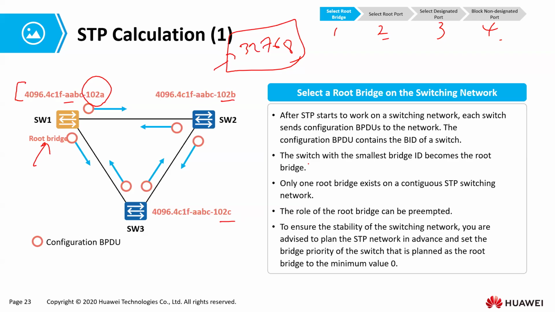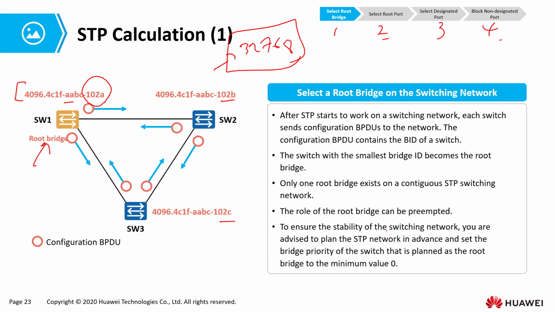Step number 1, done. Once you identify the root bridge, we go to the next step. A little bit on the text here: the switch with the smallest BID becomes the root bridge. Only one root bridge exists. The role of the root bridge can be preempted, meaning it can be changed depending on topology changes in my network.